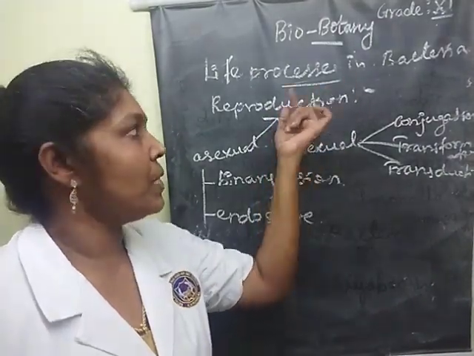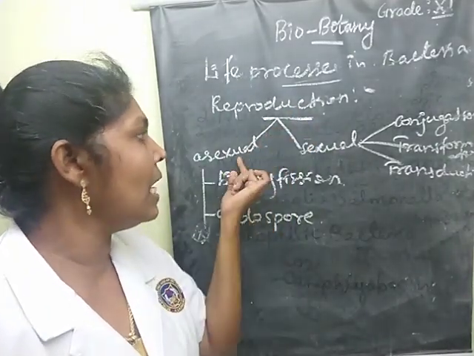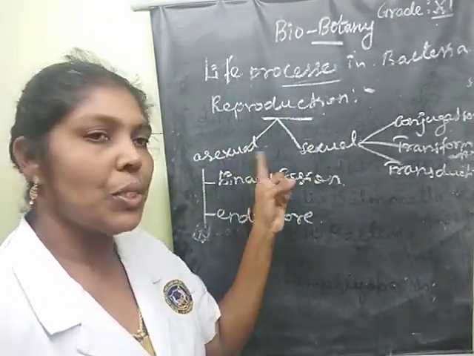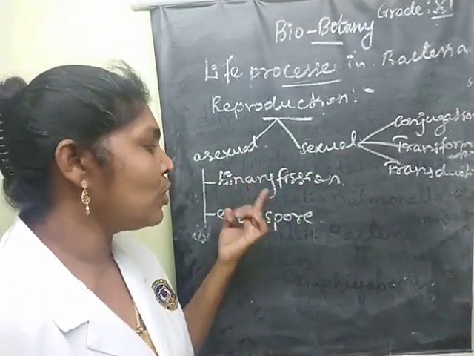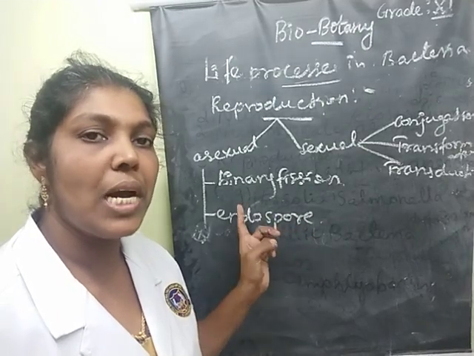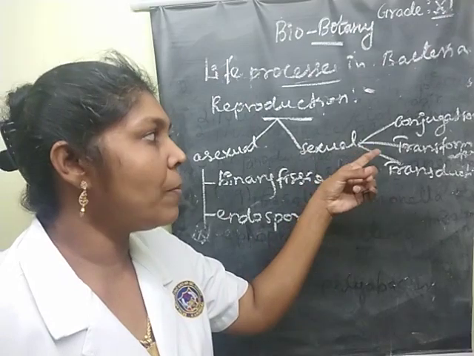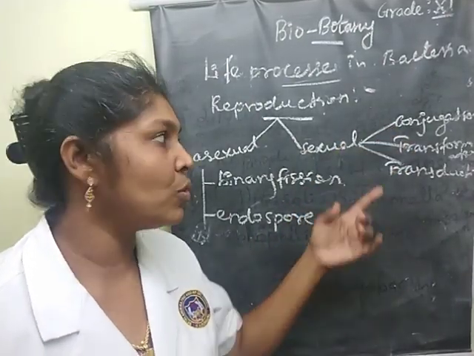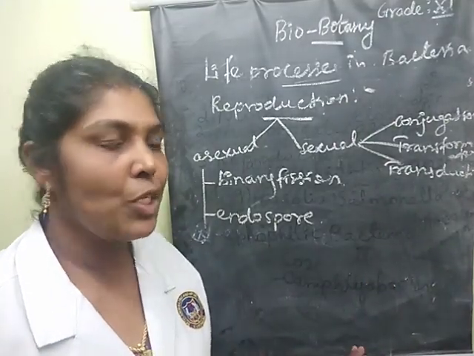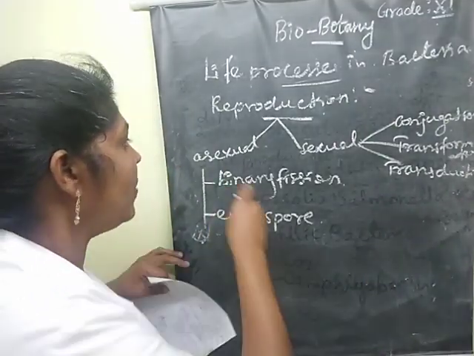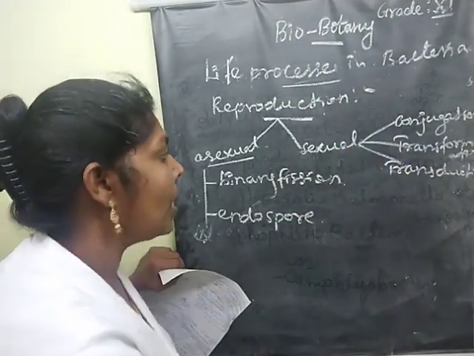Next, life processes in bacteria: reproduction. Reproduction takes place in the bacterial cell by 2 methods, asexual and sexual. Asexual comes under 2 types: binary fission and endospore formation. Clear? Sexual reproduction comes under 3 types: conjugation, transformation and transduction. Understood now? Yes. First of all, we are going to learn the asexual method of reproduction in the bacterial cell.